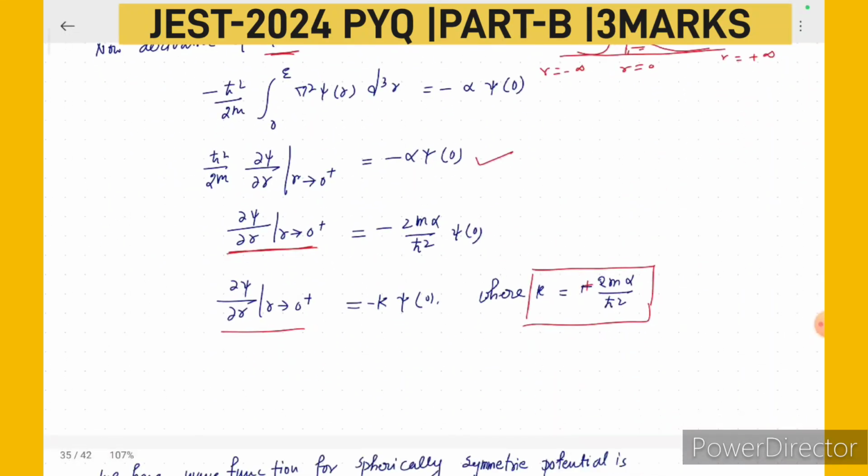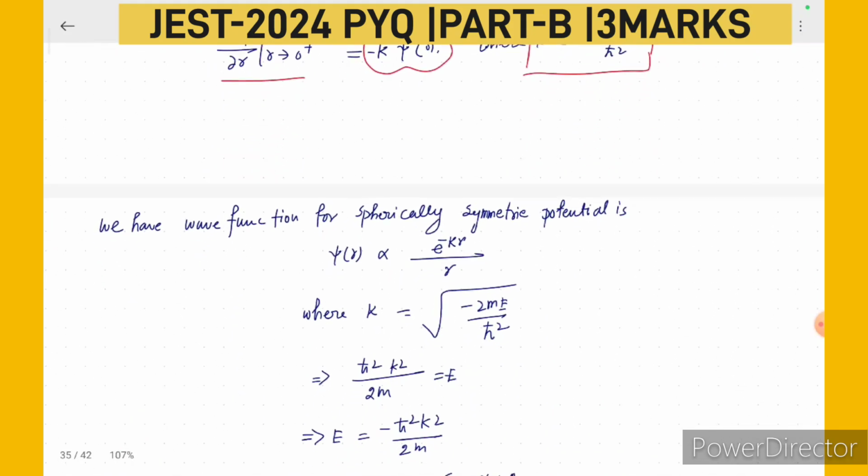There is this value, the amount of discontinuity, that actually arises at r equals 0. Now we have the wave functions for spherically symmetric potential. We know that ψ(r) is proportional to e^(-kr)/r, where k is nothing but the square root of -2mE/ħ², where minus because it is a bound state.